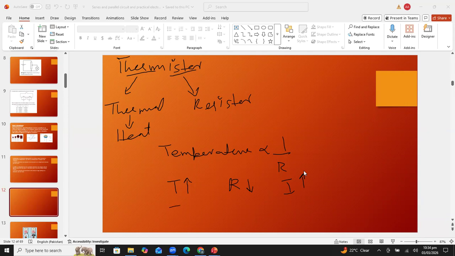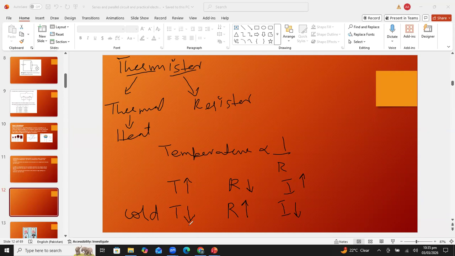And the next is, if the temperature of the thermistor is decreasing, its resistance will increase and current will decrease. All right, everyone? Please note down these points, beta. They are very important, and you have to memorize these things. If the temperature of the thermistor is increasing, resistance will decrease and current will increase. Similarly, if temperature is decreasing, like if there is cold in the atmosphere, so temperature will drop, resistance will increase and current will decrease.